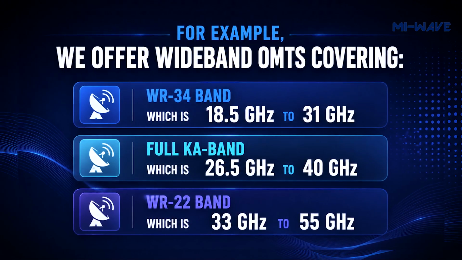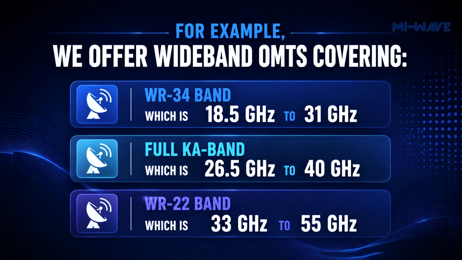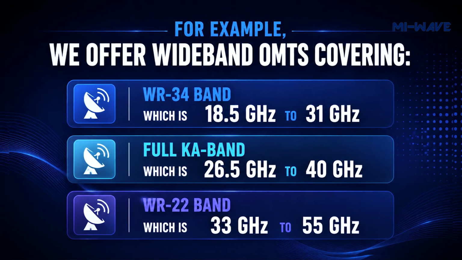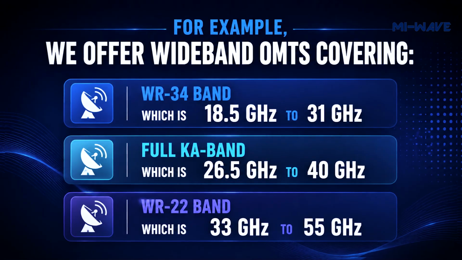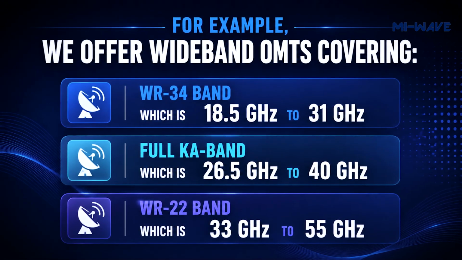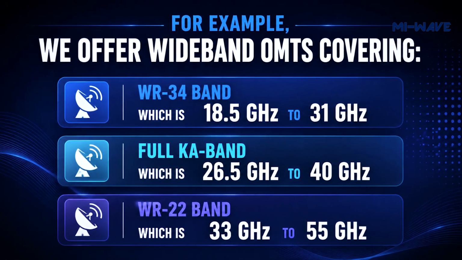An OMT should maintain good RF performance across its entire operating frequency range. Traditionally, the bandwidth of waveguide components has been limited by the waveguide design and higher mode effects. However, with advanced OMT designs, wideband performance is now possible. For example, we offer wideband OMTs covering 18.5 to 31 GHz, 26.5 to 40 GHz, and 33 to 55 GHz.